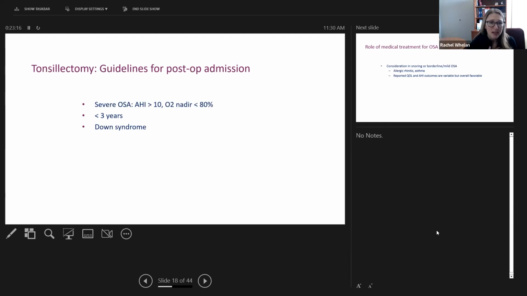So our guidelines in terms of who we hard and fast tend to admit post-op: anybody with severe sleep apnea or significant oxygen desaturation on a pre-op sleep study, young children, and then I would say just any syndromic children in general tend to be a little bit more on the fragile side.